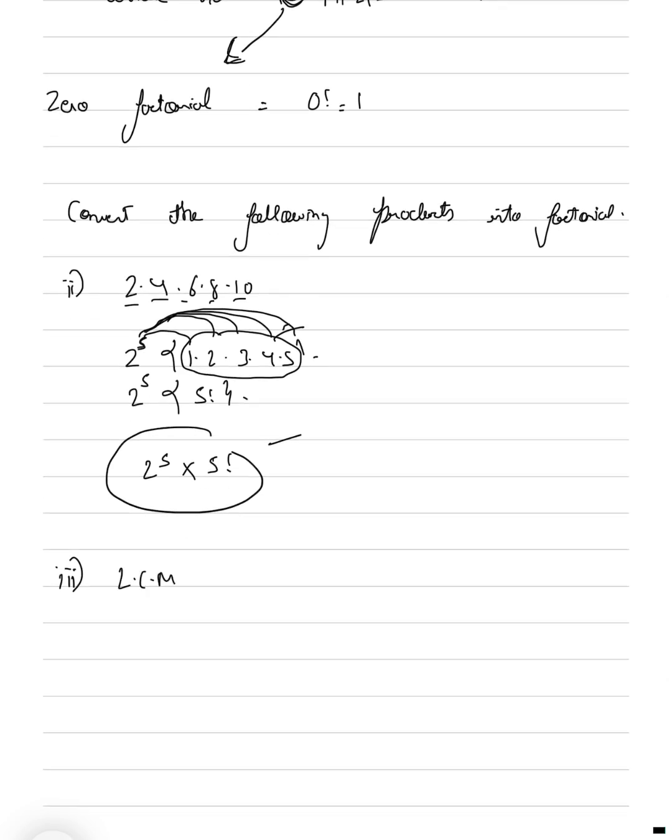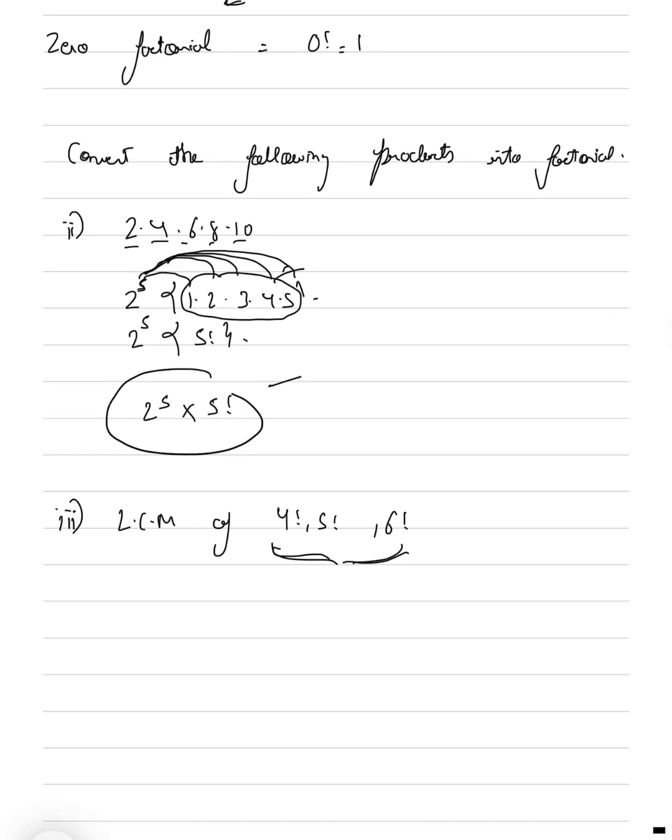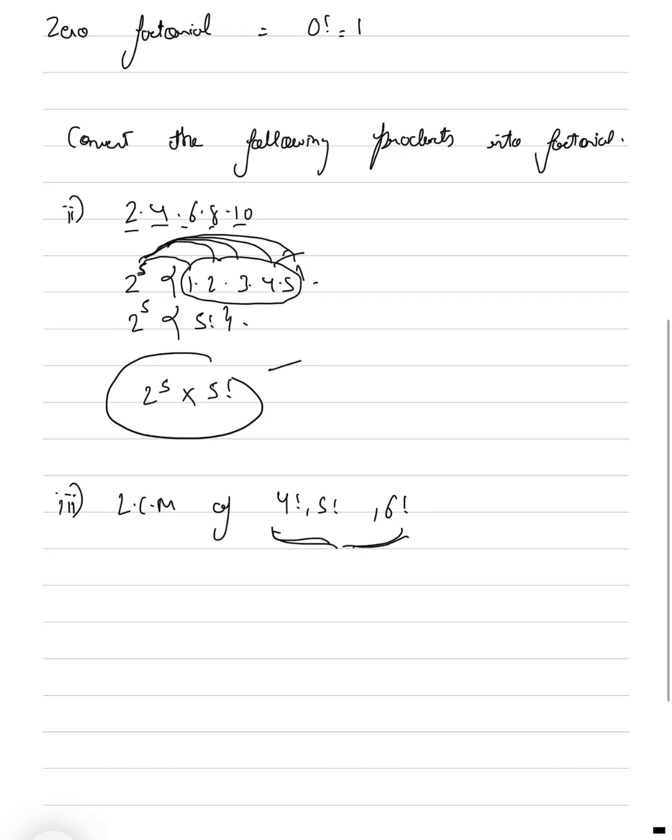Third, the LCM of factorial 4, factorial 5, factorial 6. You know, LCM is the least common multiple, or you can say where all these numbers are going to meet, or you can say we have to find the multiples of all these factorial numbers. So we know that factorial 6 is what? 6 into 5 into 4 into 3 into 2 into 1.